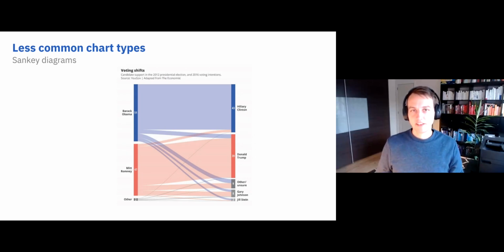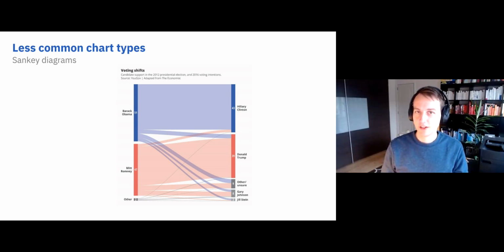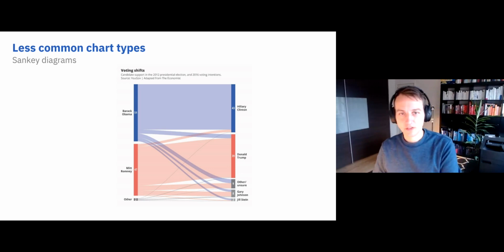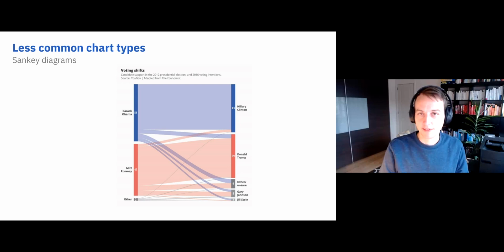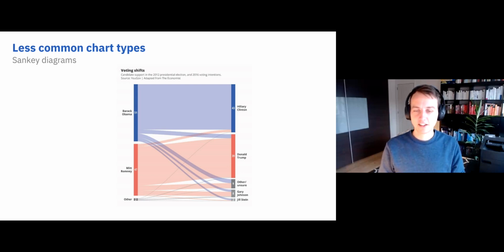Or let's say that you want to visualize something that flows. Every time you hear the word flow, your first thought should be, oh, maybe I can turn this into a little Sankey diagram. For example, the flow of goods, the flow of energy, in this case, the flow of people or voters between how they voted in the 2012 presidential elections in the US and how they intended to vote in the 2016 presidential elections. It's already an old example.